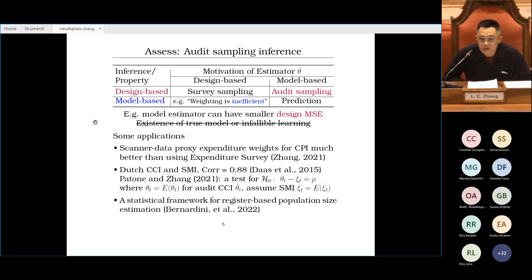Weighting is inefficient: that kind of argument is typically from a model-based point of view to evaluate a design-based estimator. Then you say, why do you weight? You should just calculate the OLS. Don't bother with the sampling weights, understand? That's the type of inefficiency argument, but it's never done systematically. The other off-diagonal corner is where audit sampling is. You give me a blob, and I'm going to evaluate its design-based mean square error. That is audit sampling. Okay, you can always do that.